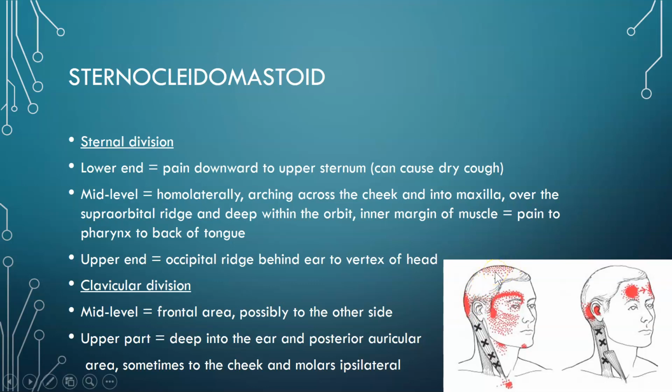The upper end can go along the occipital ridge behind the ear to the vertex of the head. If we go to the clavicular division here, at the mid-level is the frontal area, possibly to the other side. I affectionately call these the headlights. The upper part is deep into the ear and posterior auricular area in here, sometimes to the cheeks and the molars ipsilaterally.